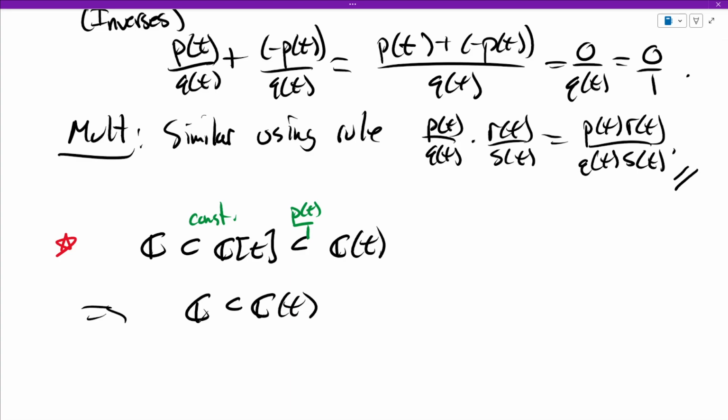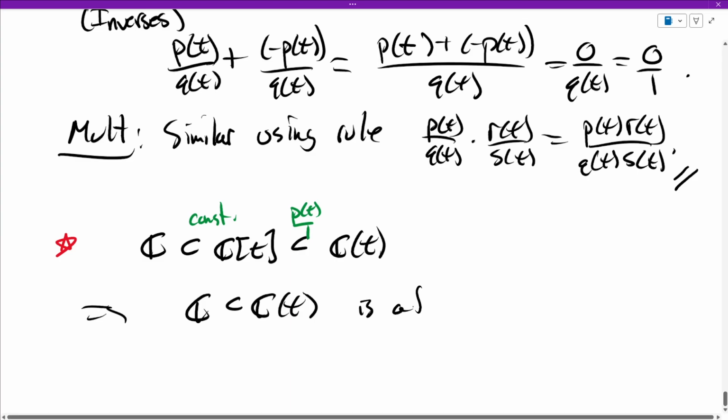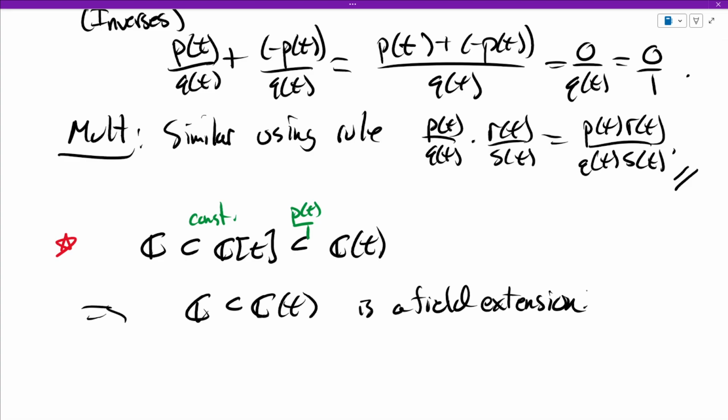So the left-hand side's a field. The right-hand side's a field. This is a field extension. This is somehow a very large field extension. Well, it's not the largest, but it's a larger field extension than what we were looking at. Let's not get into the set theoretic infinity stuff, but this is a large extension.